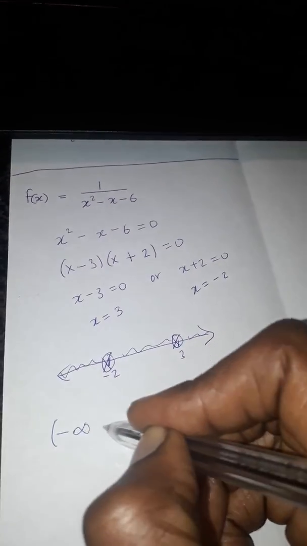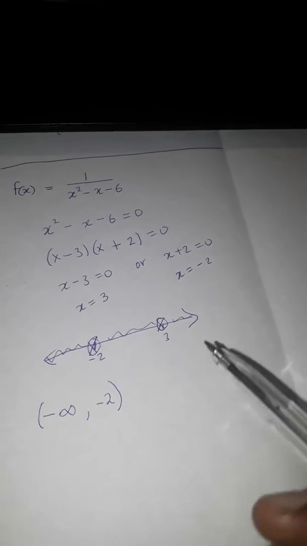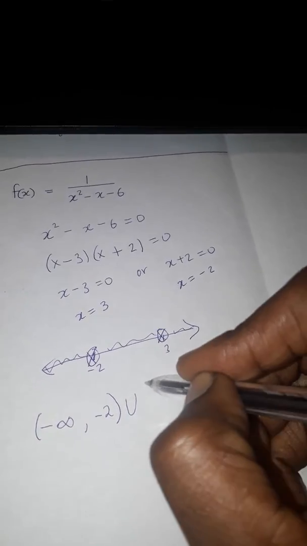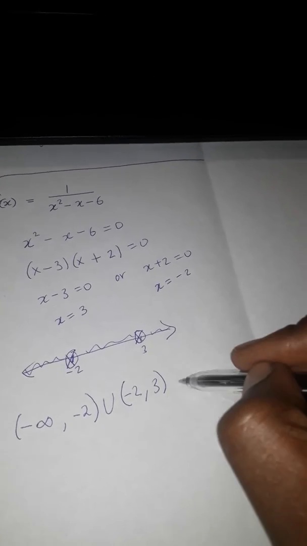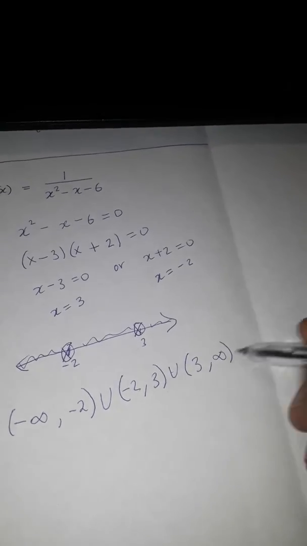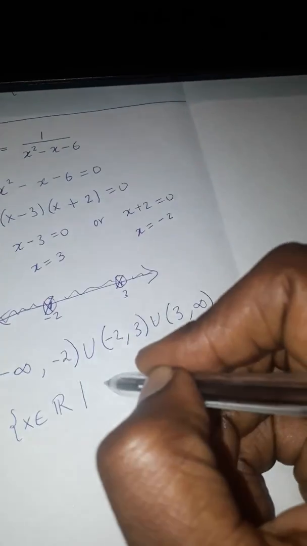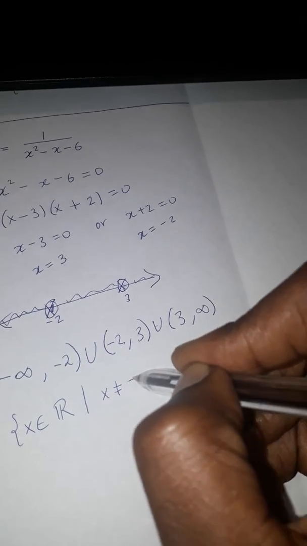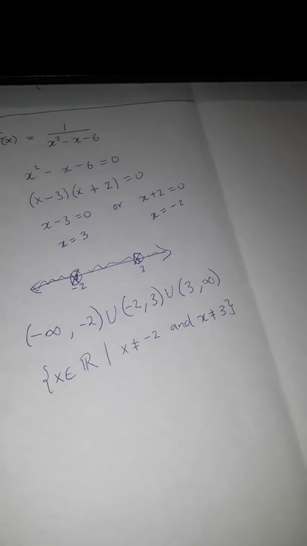It goes from minus infinity to minus 2, round bracket to show it's not included, and then from minus 2 to 3, 3 is not included, and then from 3 to infinity, which is not included. So you can write it like that, or x is a real number, and x is not equal to minus 2, and x is not equal to 3. So either of those ways is fine.